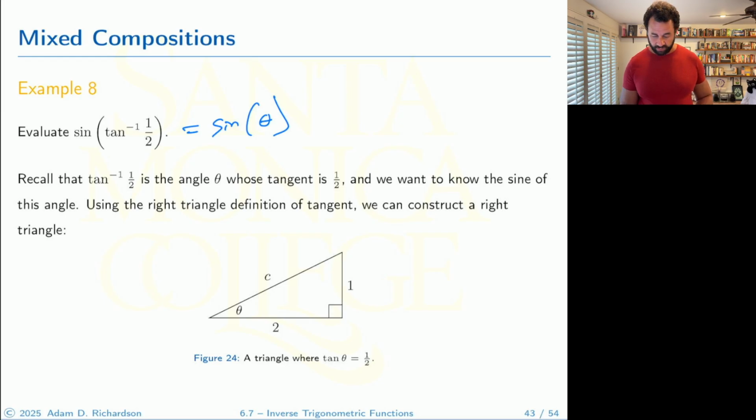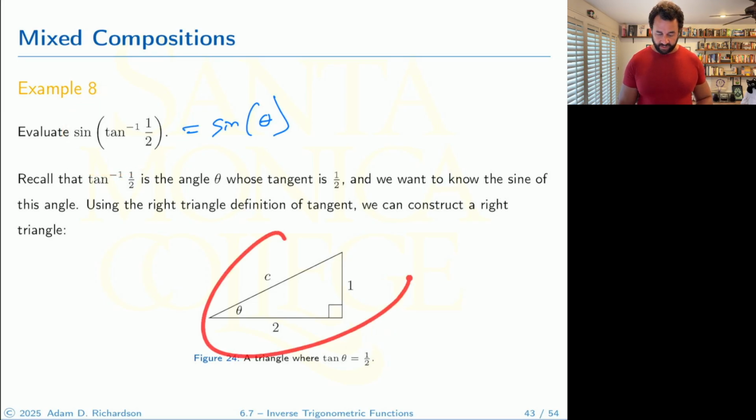So we can draw a right triangle with that relationship. Here is opposite, here is adjacent, here's theta. And now we want to know sine of theta, sine of that angle. What is sine? It's opposite over hypotenuse. So it's going to be 1 over c. What is c equal to? Well, if we can figure out c, then we'll be able to evaluate this whole expression.